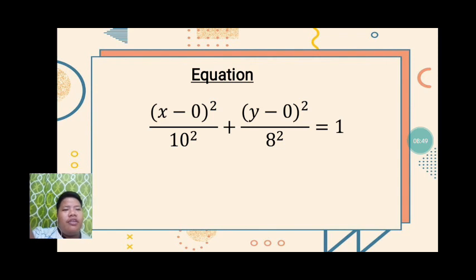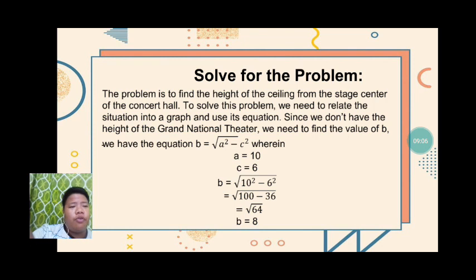This is the equation of a horizontal ellipse. The quantity of x minus 0 squared over 10 squared plus the quantity of y minus 0 squared over 8 squared is equal to 1. So to solve the problem is to find the height of the ceiling from the stage center of the concert hall. To solve this problem, we need to relate the situation into a graph and use its equation.